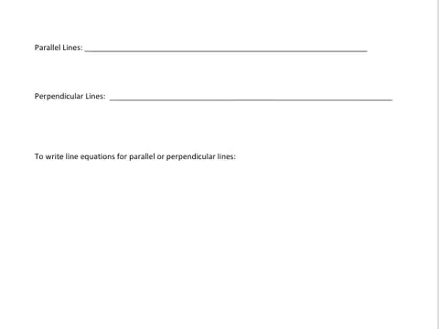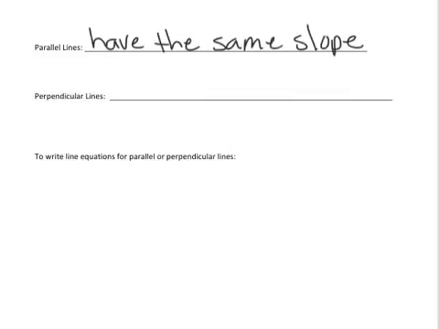In this lesson, we're going to write line equations starting with parallel or perpendicular lines. So we're going to quickly review a couple properties here. Parallel lines have the same slope. So if you're going to write a line equation and you want to write the equation of a line parallel to another one, the new slope, or the parallel slope, is going to be equal to the original slope.